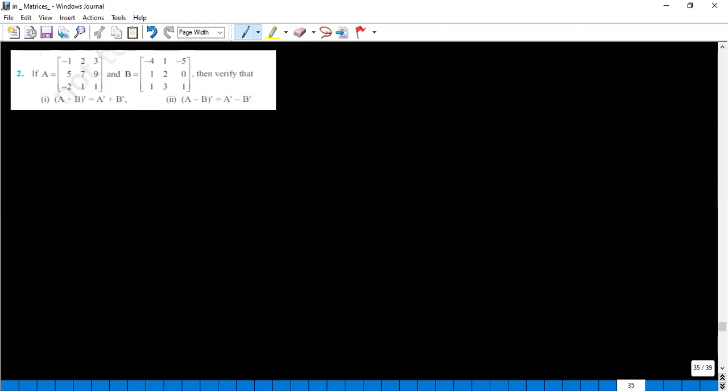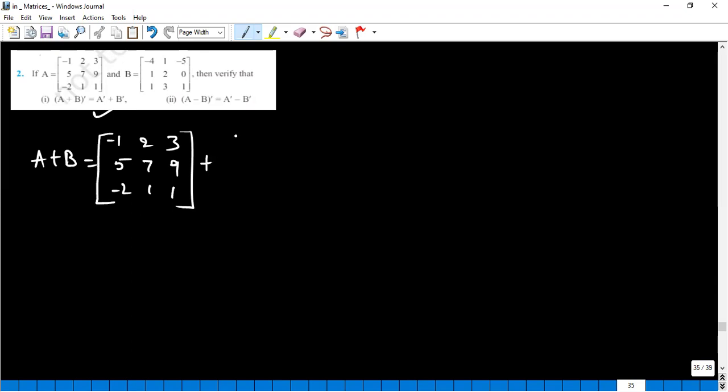There is a question like this. They have given two matrices and we need to verify this particular thing. Verify the properties. Let us find out what is A plus B first of all. A is -1, 2, 3, 5, 7, 9, -2, 1, 1, plus B is -4, 1, -5, 1, 2, 0, 1, 3, 1. You wanted to find out A plus B. Add the corresponding elements. -1, -4 is -5.